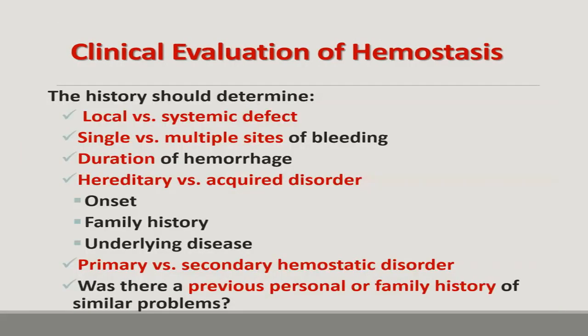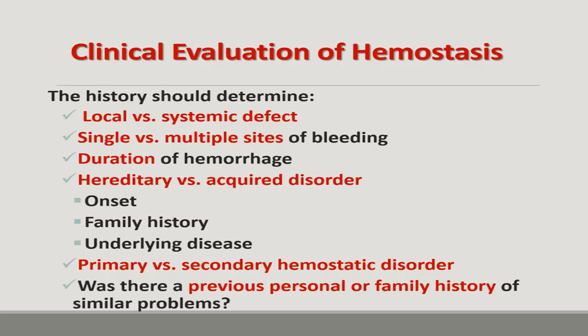How do we evaluate a patient with disorders of hemostasis? First, we should determine in the history whether the bleeding is local or systemic. Second, whether it is a single versus multiple sites of bleeding. Also, we ask about the duration of hemorrhage, hereditary versus acquired disorder, by asking about the onset. For example, in hereditary disorder, the onset is usually early in infancy, while delayed onset goes with acquired disorder or mild hereditary disorder. Family history is very important.